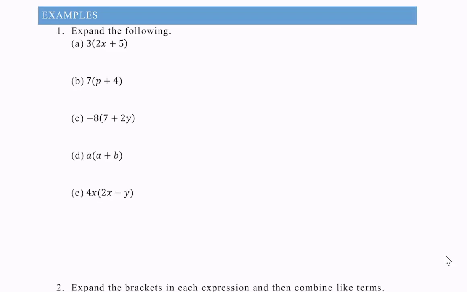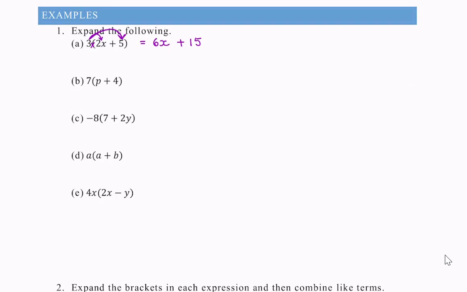Expanding brackets. When we expand the brackets, what we have to realize is that between the number or letter outside the brackets is a times sign. It's hidden away there. So when I expand a bracket, I multiply everything in the bracket by whatever is hanging around outside the bracket. So if I have a look at this first question, I go 3 times 2x. Well, 3 times 2 is 6x, plus 3 times 5, which is 15.